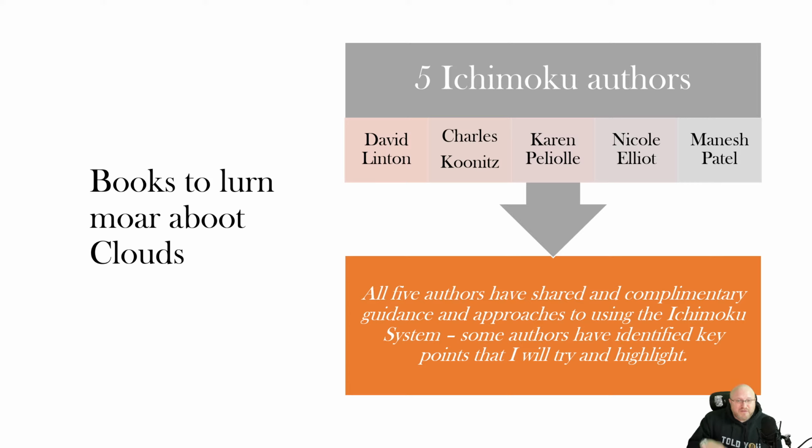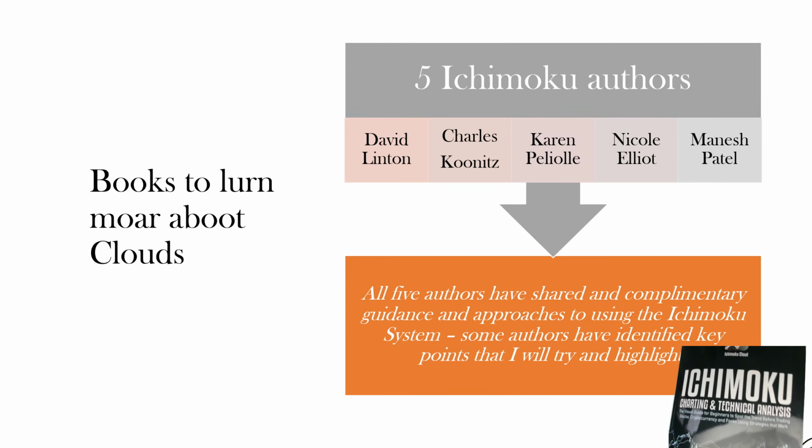I used to recommend Karen Pellioli's book, or sorry, Nicole Elliott's book as the first Ichimoku book. I've since changed that to Charles Kunitz. His book is fantastic. It's the best one so far as how the things are laid out. The title of his book is Ichimoku Charting and Technical Analysis. I don't know if you'll be able to see this very well, but that's his book.